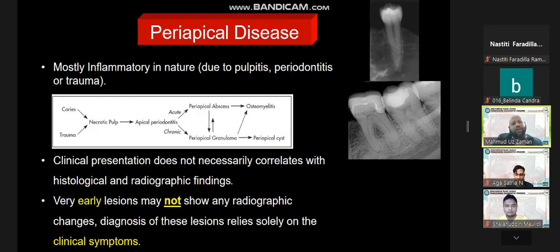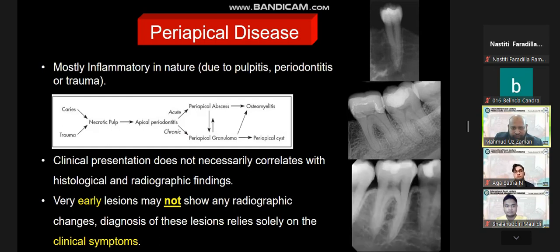So, in the periapical diseases, sometimes in the early lesions, there is no radiographical finding, or there is no bony changes evident in the radiograph. But the patient history and your clinical findings will help you to diagnose this one. So in case of very early lesions, okay.